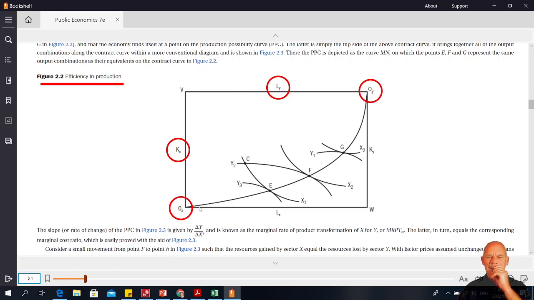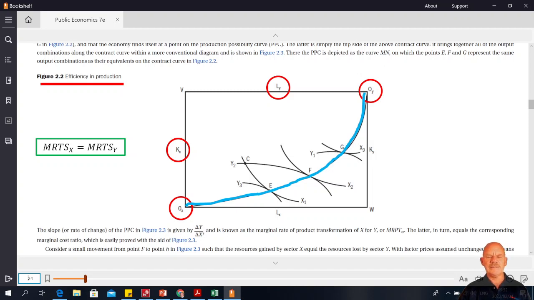Now the slope of an indifference curve was the marginal rate of substitution, but now we say that the slope of the isoquant is the marginal rate of technical substitution. So again, the light blue line shows all the optimal combinations of using factors of production, and everywhere on the light blue line, the marginal rate of technical substitution for producing X is equal to the marginal rate of technical substitution for producing Y.